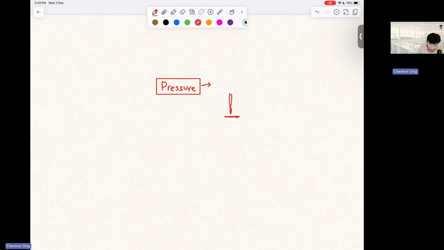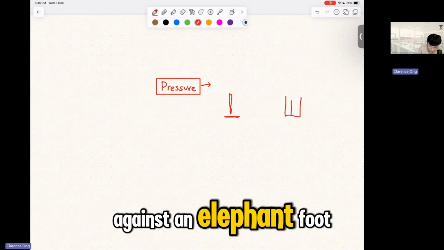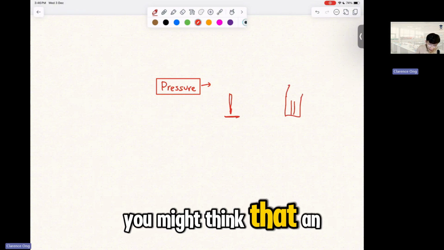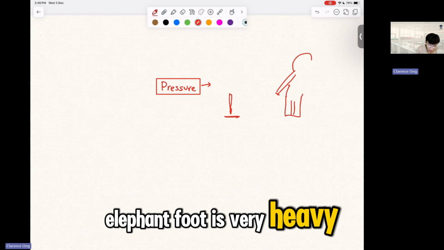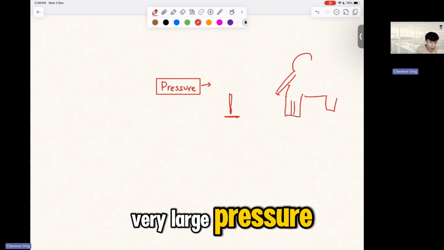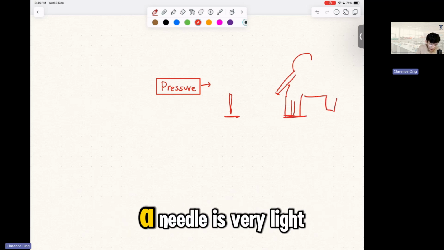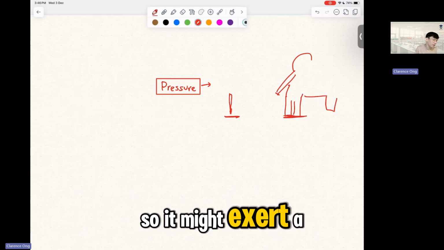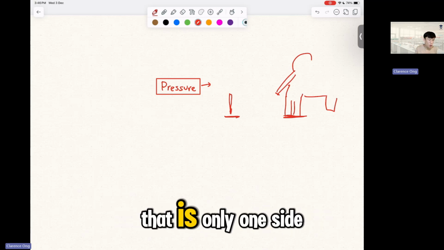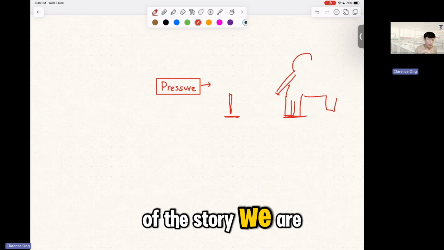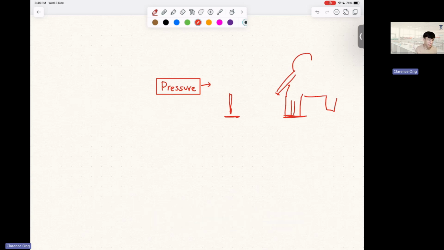Compare a needle against an elephant foot. You might think that an elephant foot is very heavy, so it will exert a very large pressure on the floor. A needle is very light, so it might exert a very small pressure. But that is only one side of the story. We are only looking at it from a force perspective.